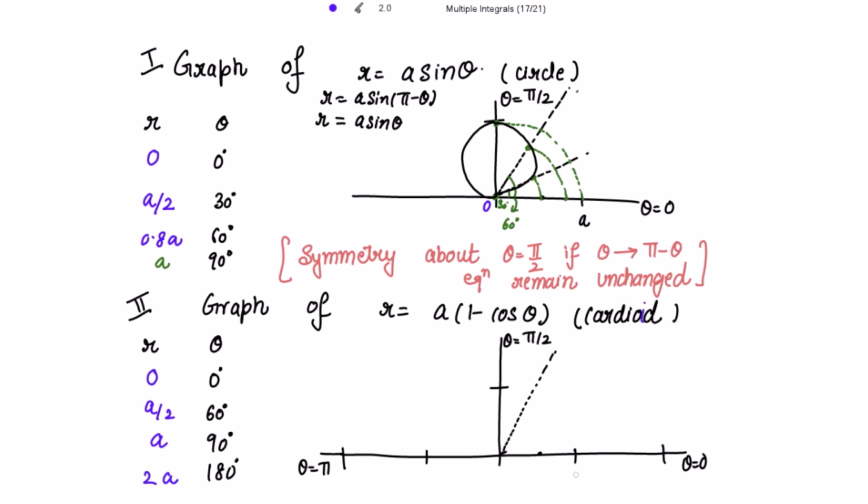So if this is a, then this is 2a. And this is negative a and this is negative 2a. Again, I must say that when you plot, please remember that this 2a and negative a is just a distance from the origin for the radius, right? Okay, so let's plot.